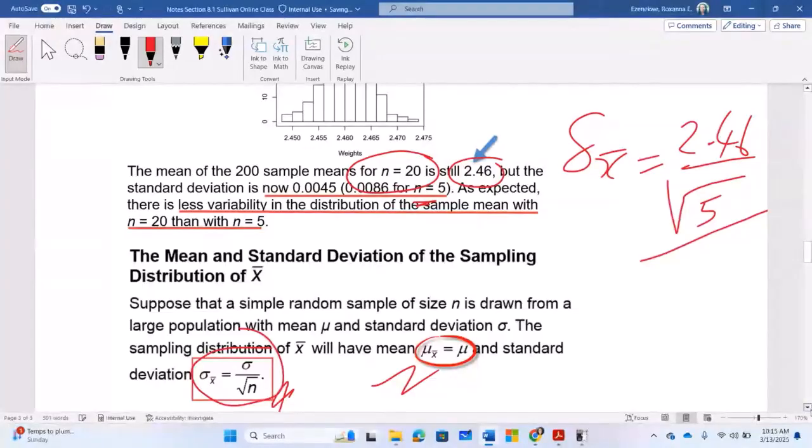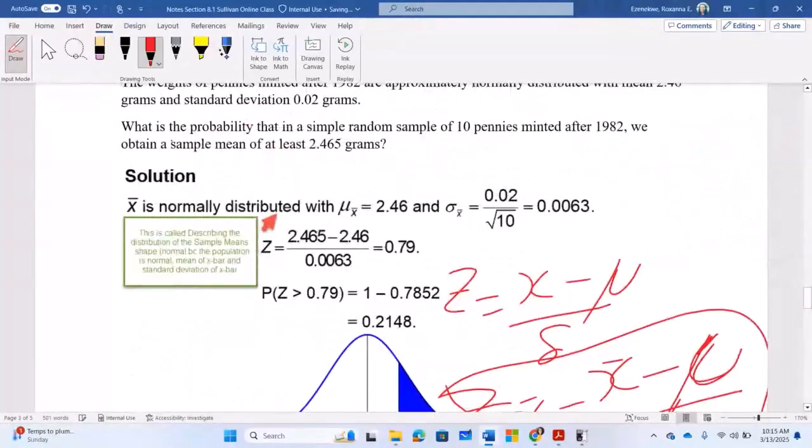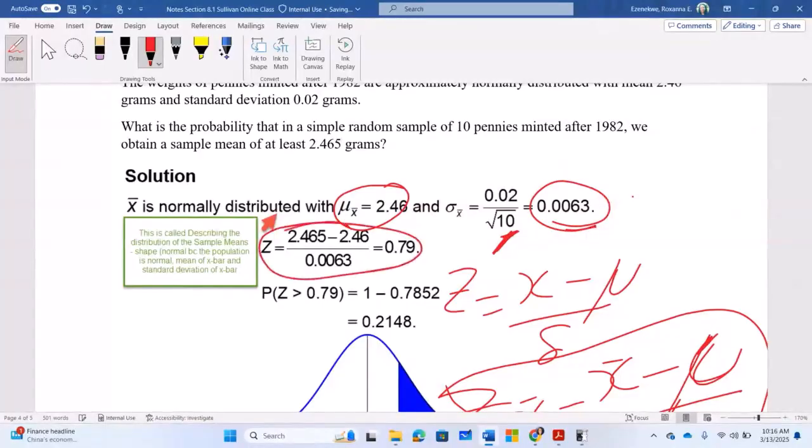Now, if you are told to find the mu x bar, you are already given the mu x bar, and it depends on the size of the sample. See, when the sample size is 10, the standard error keeps getting smaller. Okay, and then the z-score. You could be told to find the z-score of central limit theorem. When you're told to find it, we already put the formula in here.